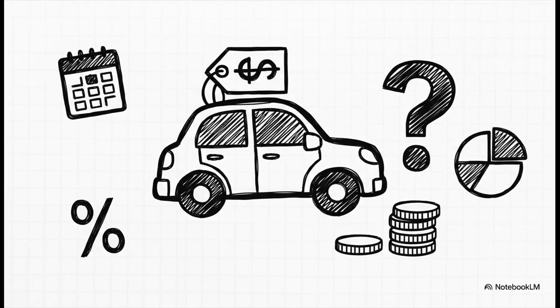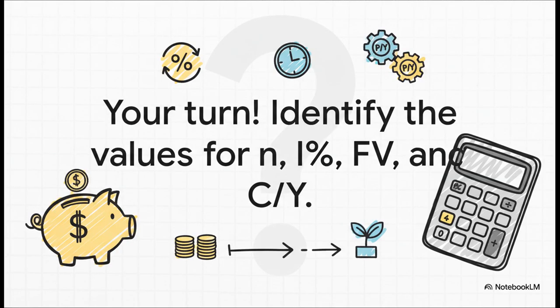Okay, here's the scenario for Nina. She needs $23,500 in 6 years for a new car. Her investment gets 7.8% interest, compounded quarterly. So again, we have a goal, a timeline, and interest rate. All the pieces are there. All right, this is where you come in. I want you to pause right here and just try to figure out what numbers go where.